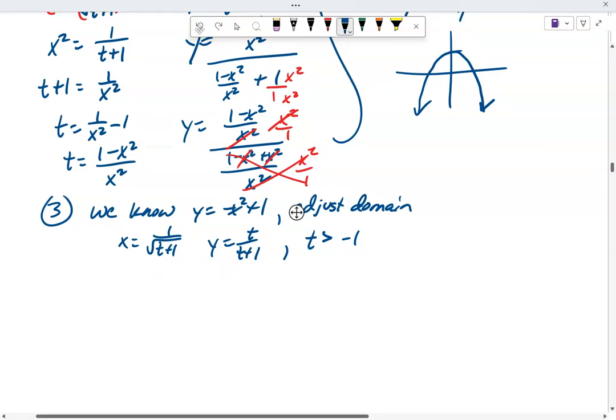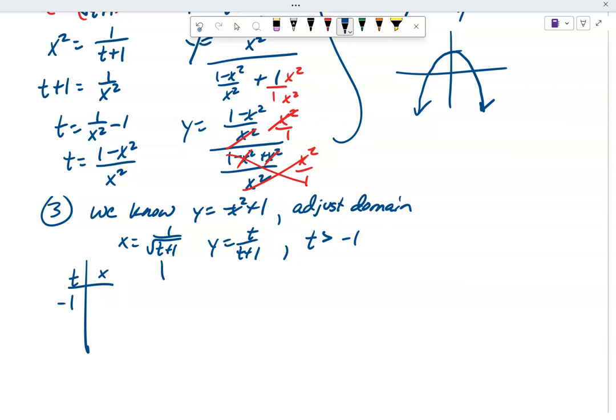let's go ahead and make a table of values here with t and x. It's got to be greater than -1, because if we shoved in -1, I'd be dividing by 0. I can't do that, so we know that's undefined, right? So this is an open point there.